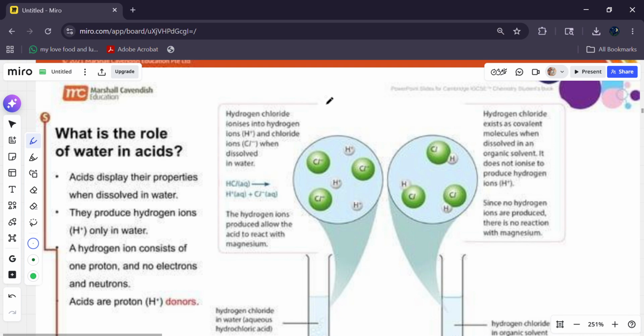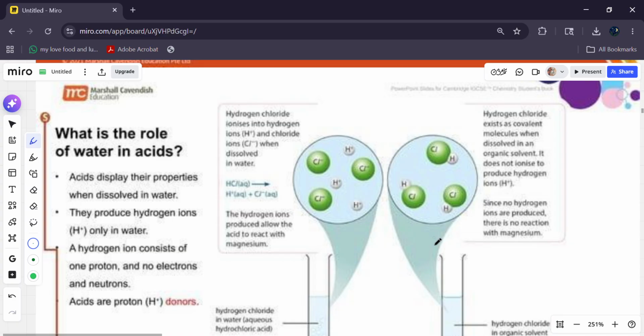Acids display their properties when dissolved in water. When they dissolve in water, they produce hydrogen ions, H+, only in water. A hydrogen ion consists of one proton and no electrons and neutrons, and acids are proton donors, which is hydrogen ions. When a piece of magnesium ribbon is added to a solution of hydrogen chloride in water, bubbles of hydrogen are produced. However, when a piece of dry magnesium ribbon is added to a solution of hydrogen chloride in an organic solvent without water, there is no reaction.